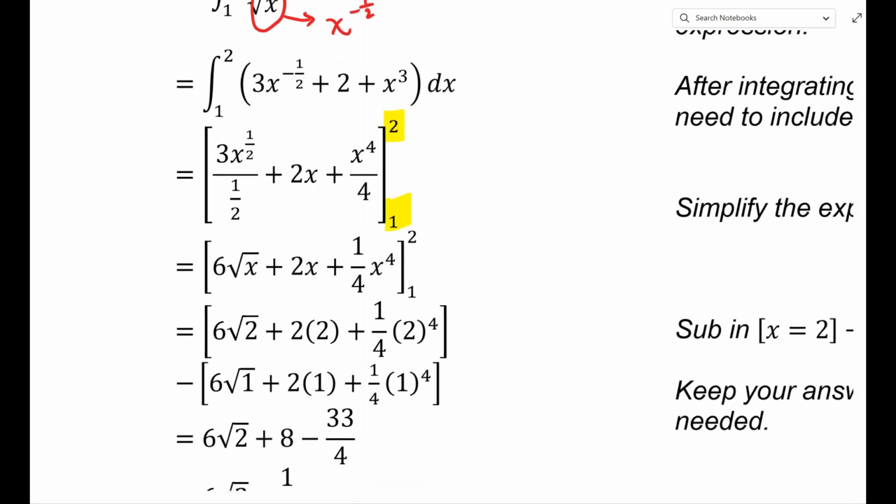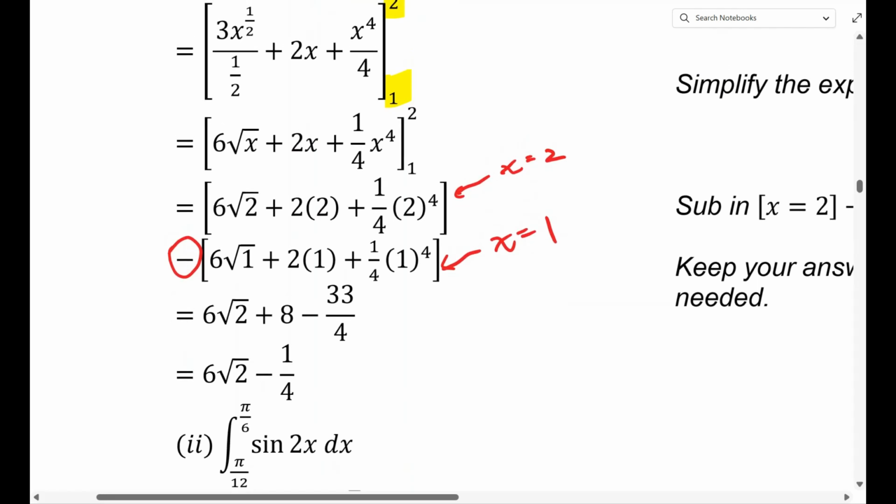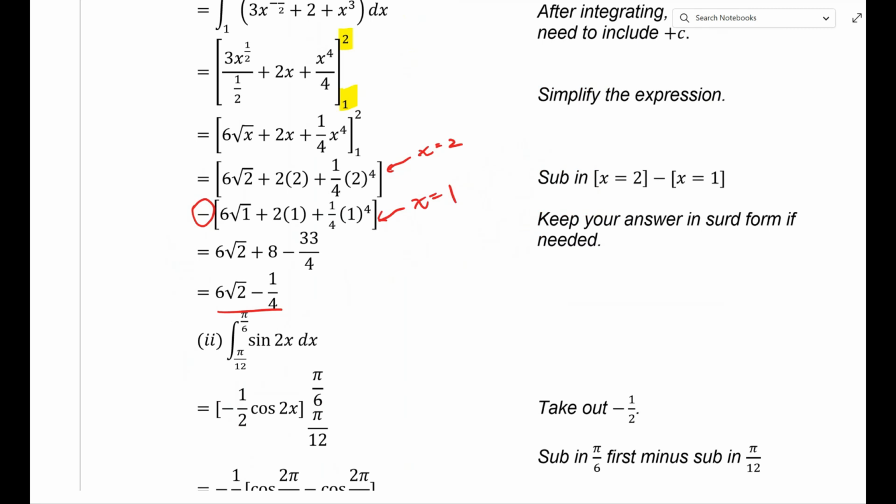Here is where we start subbing in our bounds. You will sub in your upper bound, so x equals to 2 into your integrated expression, and then subtract it by what you get when you sub in your lower bound, so x equals to 1. And then you simplify your answer, and then you arrive at your final answer. Now, if the question requires you to leave it in the exact value, then you will have to leave it in surd form. However, if the question just wants you to have your answer in 3 SF, then you can simply key into your calculator and write down your final answer.